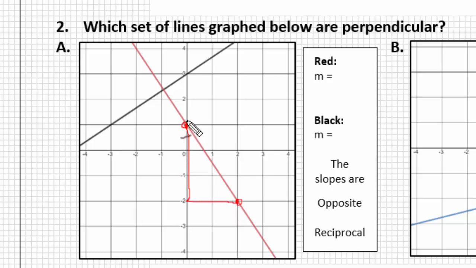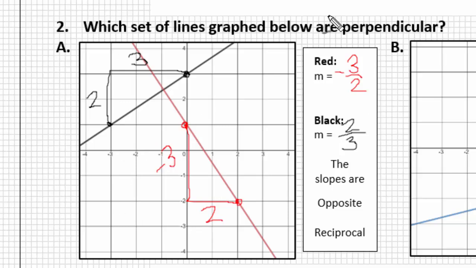So I'm using the points (0, 1) for this red line and (2, -2), and it looks like it goes down 3 for the change in y and over 2 for the change in x. So the red line would have a negative slope of 3 halves. If you haven't done so already, go ahead and pause the video and let's find the other slopes.